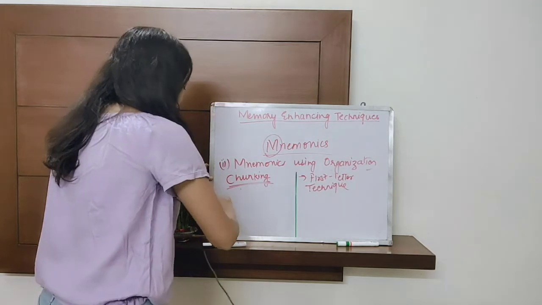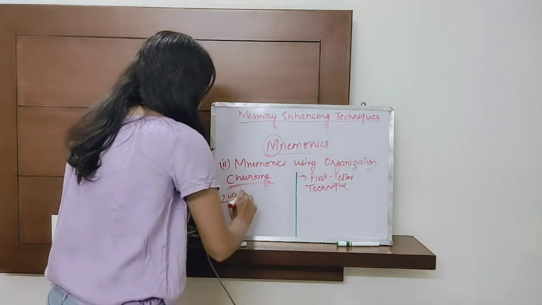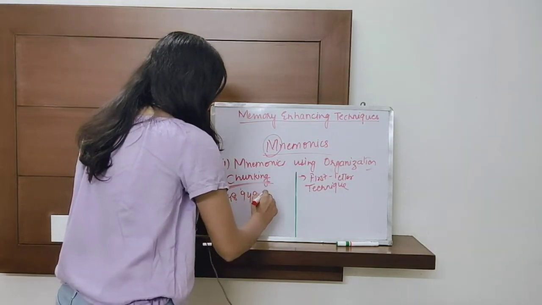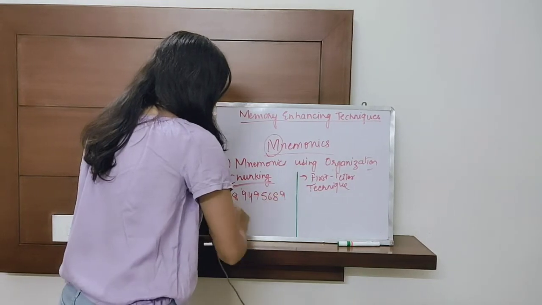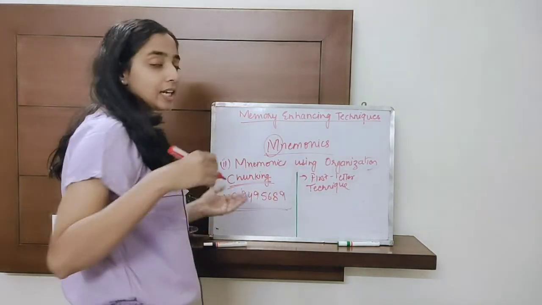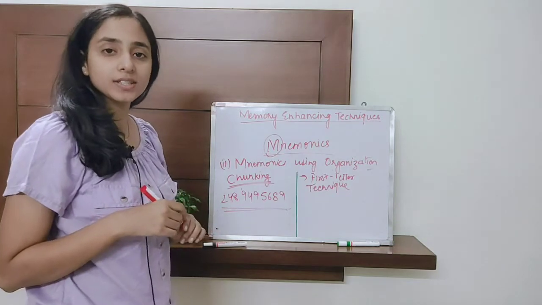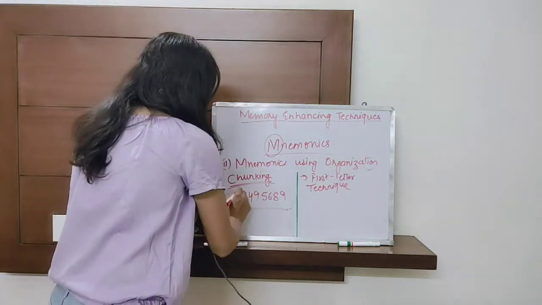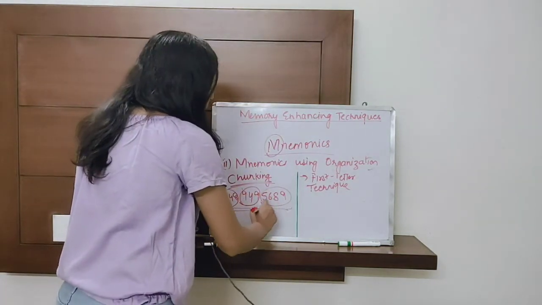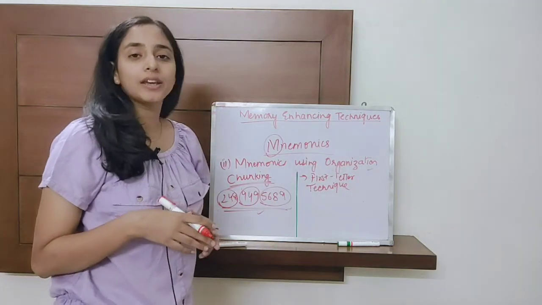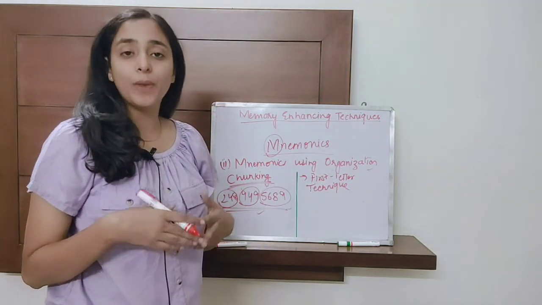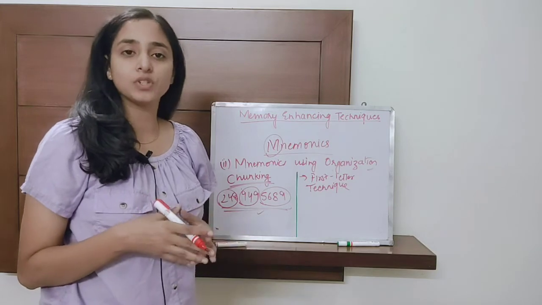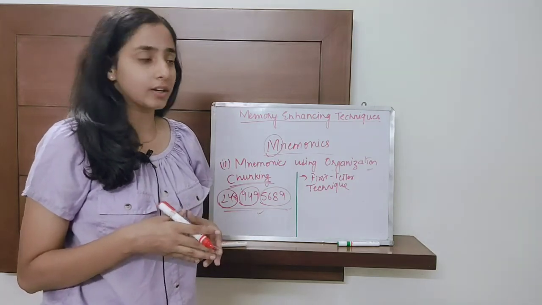Let's say we take any random number. This is a 10-digit number, and all we can do is learn it in chunks of 3, 3 and 4, or any way you like. Chunking helps to retain information better for the short term, and the information is usually smaller in quantity.